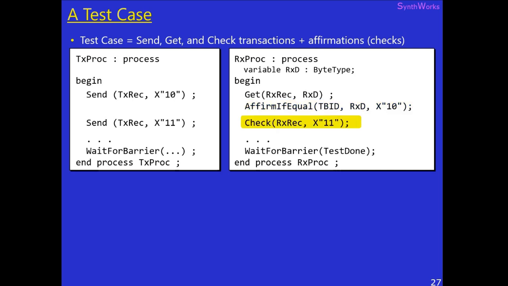Okay, another one of our checkers, this one's a transaction, it's passing the check down to the verification component, saying, hey, I want you to do a get, but I also want you to check it. Okay, so that's what this one's all about.